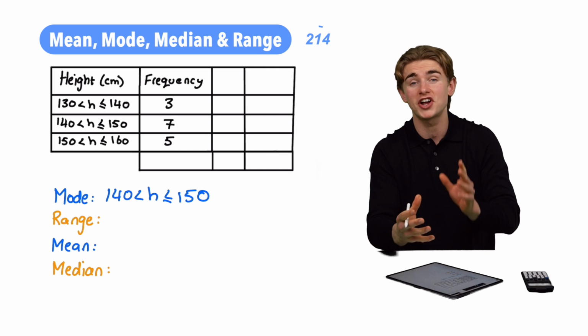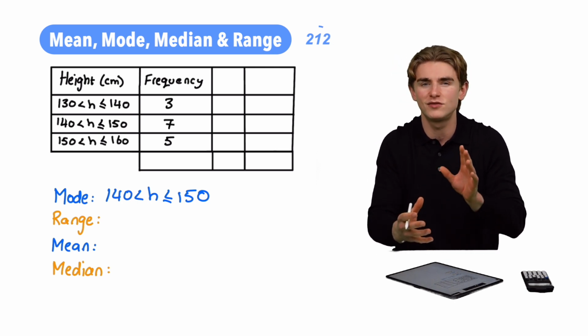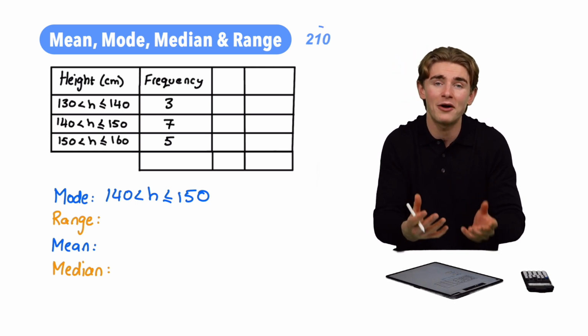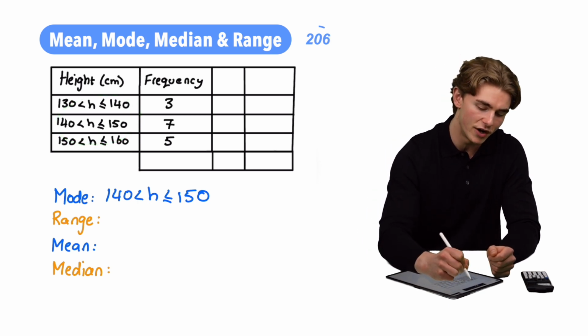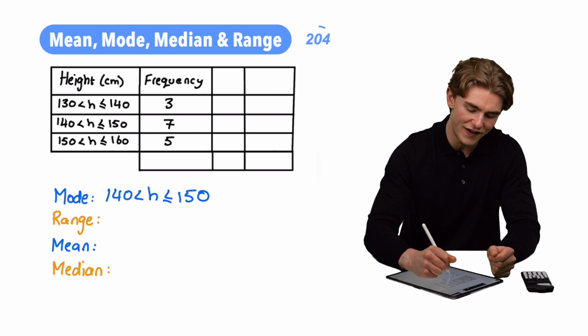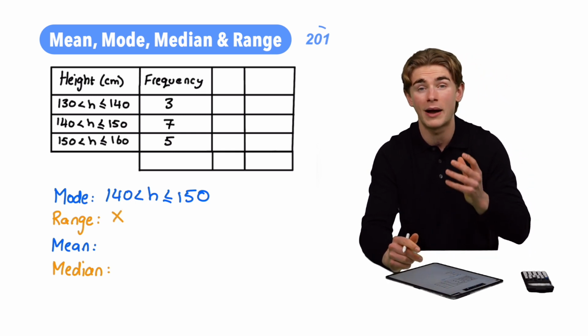Now, what about our range, guys? The range, that one's actually going to be the nicest. Why? Because it's impossible to calculate. We don't actually have any exact values for our heights. So we're just going to put a cross there, and we're going to recognize the fact that our range is impossible to calculate.